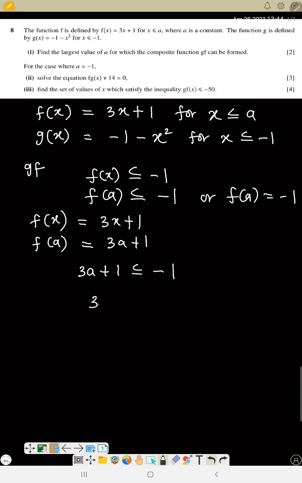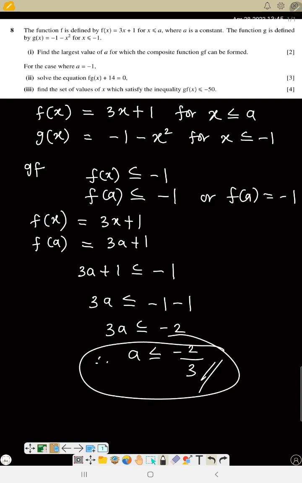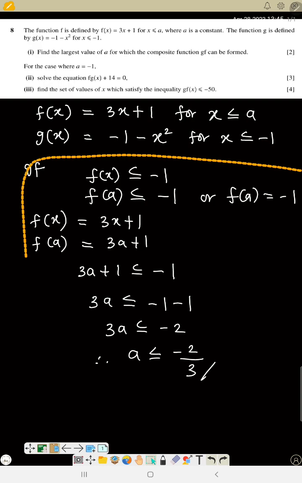So that means this is 3a is less than or equal to minus 1 minus 1. 3a is less than or equal to minus 2. So a is less than or equal to minus 2 over 3. So that means the largest value of a for which the composite function gf can be formed is minus 2 over 3. So that is the answer for that question. So now the second one.